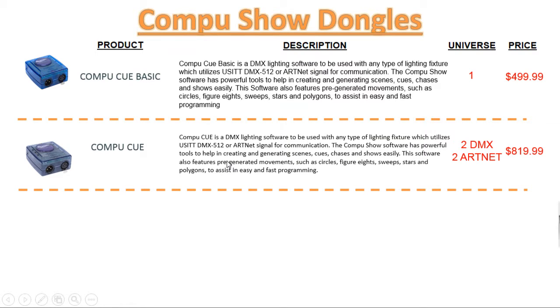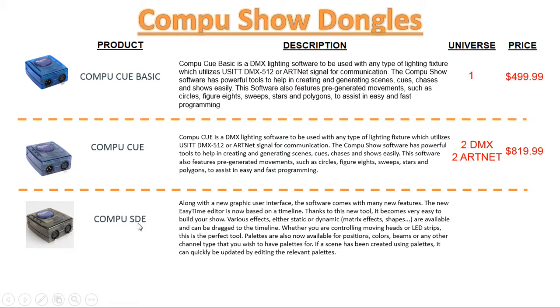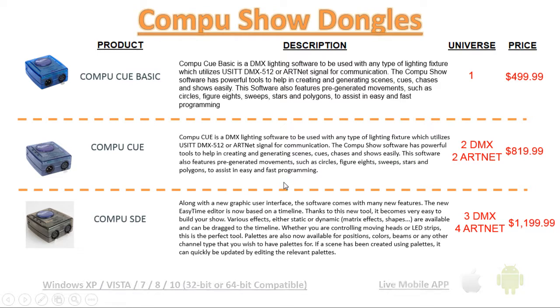The third one we're going to talk about is the Compu SDE. This one offers you a lot of great options. It offers you 3 DMX universes and 4 Artnet universes, and retails for $1,199.99. Now, all of these units that I'm covering here, you can find links for them in the description below the video. All of our prices are coming from Amazon, and as you click the links, it will take you to that product at Amazon.